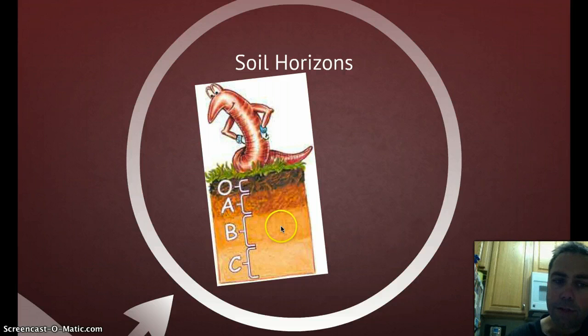The B layer here is your subsoil. When we look at this, it's going to be lighter in color, more dense, lower in organic matter. And then down here, this C layer is the parent material. The B horizon forms from the C horizon weathering over time.